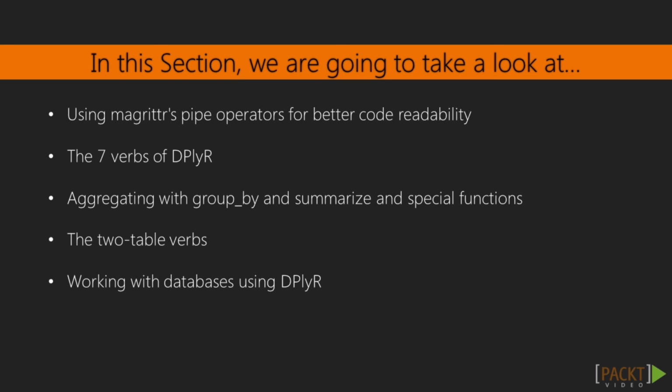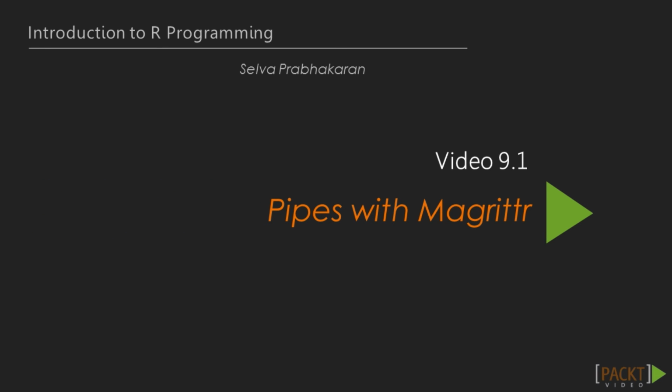In this section, we start with pipes and dplyr. We will learn to use magrittr pipe operators for better code readability, the 7 verbs of dplyr, which are the key verbs for data manipulation. We'll understand aggregation with group by and summarize and special functions. And finally, we'll learn the 2 table verbs and how to work with databases using dplyr. Let's begin the section with pipe operators from magrittr.